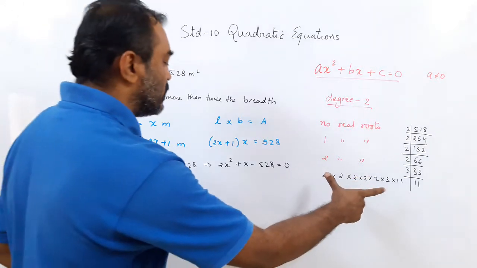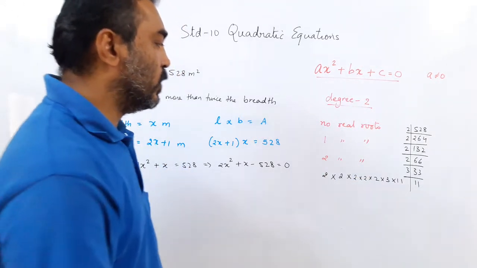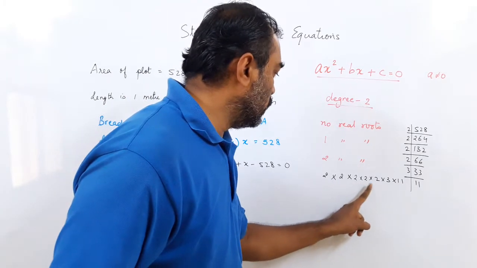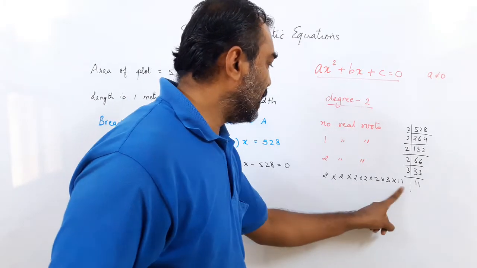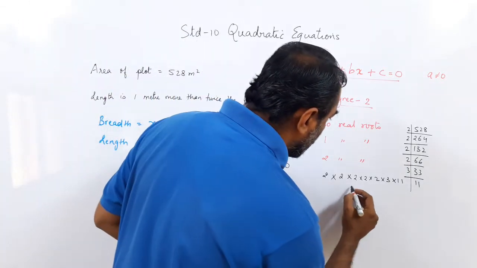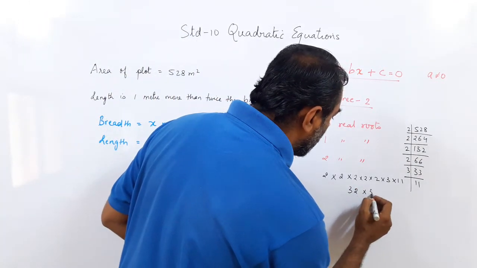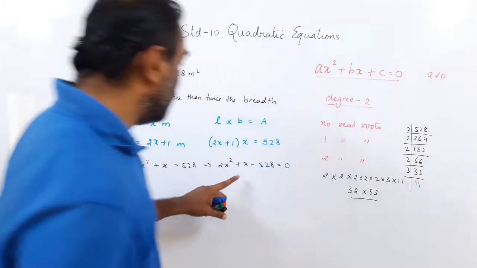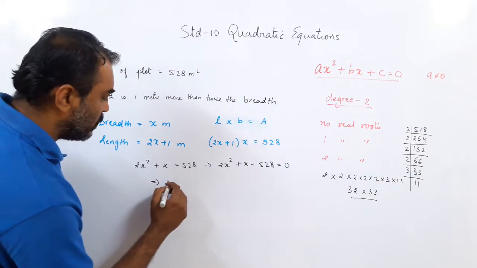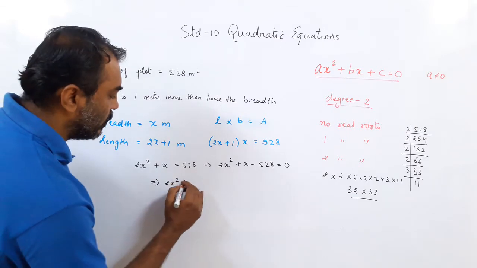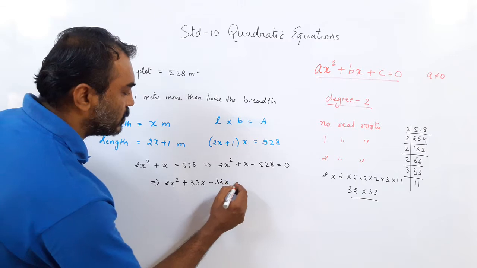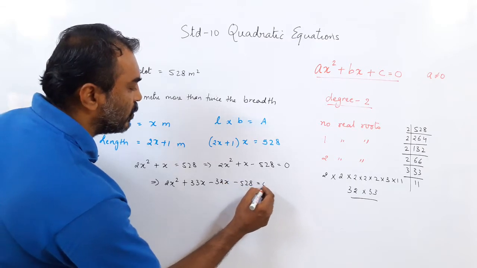Now we have to split the factors in such a way that we get the difference of positive 1. So what will we do? 2 into 2 into 2 into 2 into 2. So this is 32 and 11 3s are 33. So we can write this as 32 into 33. Can you see? I got the difference of 1. So what can I do here? Since this is positive, I will write plus 33x minus 32x minus 528 equal to 0.